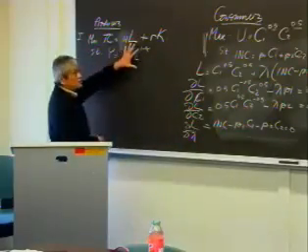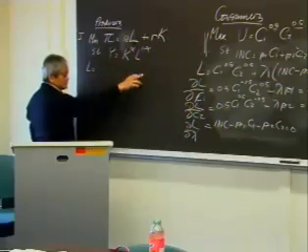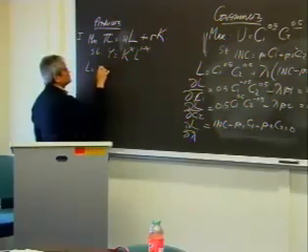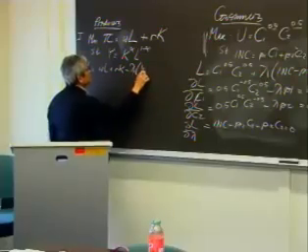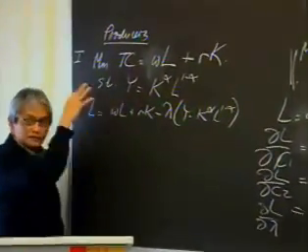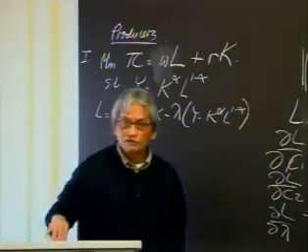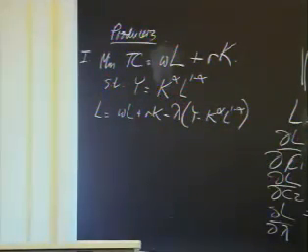So what you do is you have to solve this optimization. Again, you take the same techniques here. So WL plus RK minus lambda (y minus K^alpha L^(1-alpha)). Okay, and then take the first order condition and so forth. Okay, and when you take the optimizations, the results you get are exactly the same as this.